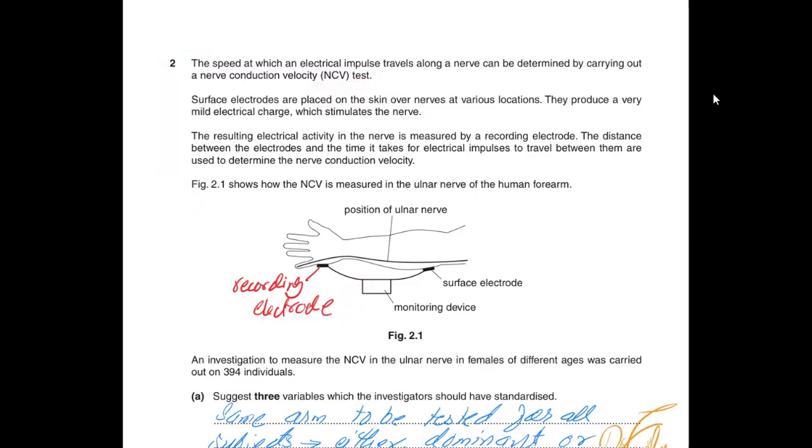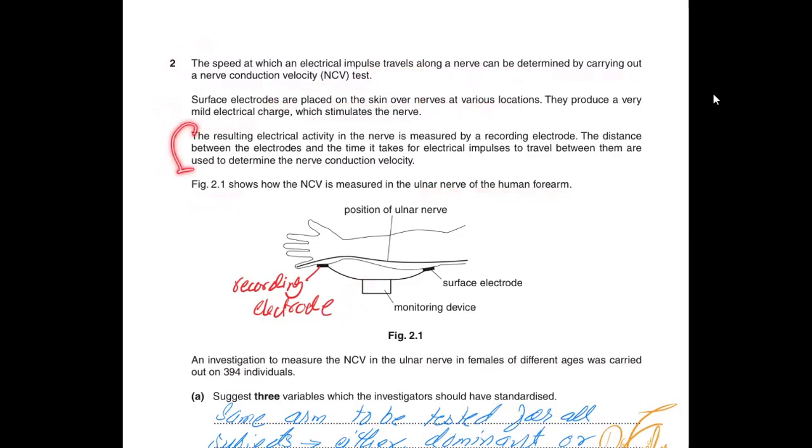So the speed at which the electrical impulse travels along a nerve can be determined by carrying out a nerve conduction velocity test. So they give you general information. Now they are giving you more information. Surface electrodes are placed on the skin over the nerves at various locations. They produce a very mild charge which stimulates the nerve. Figure 2.1 shows the NCV is measured in the ulnar nerve of the human forearm.